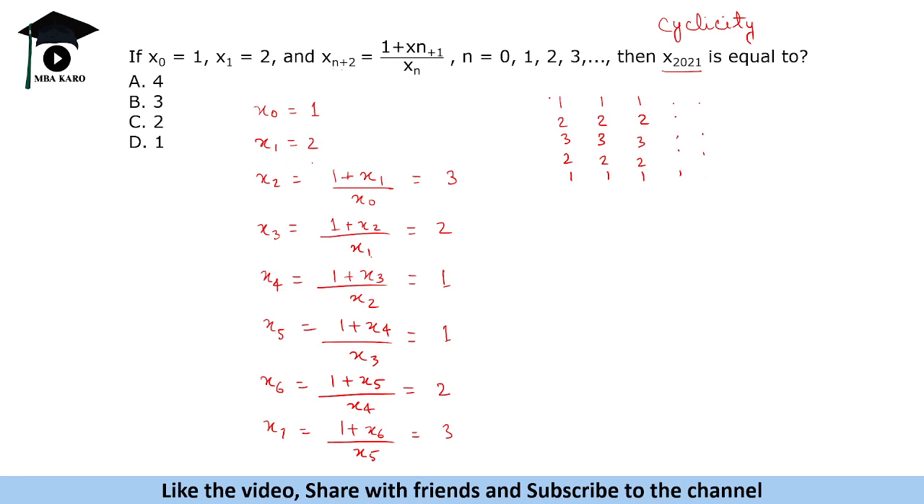If we see, x0 is this, so x2020 will also be 1. So x2021 will be 2. So the answer is 2. Every fifth term like x0, then x5, then x10 and so on will be the same value. So x2021 will be 2.